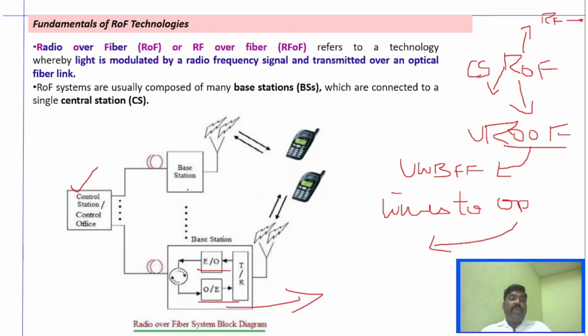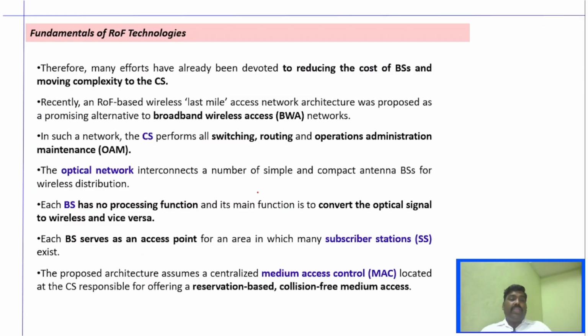And all these base stations are interconnected using optical fibers. This system is very effective for broadband wireless access networks. It is mainly preferred to reduce the cost of base stations and remove the complexity of the central station, and mainly preferred for broadband wireless access networks.